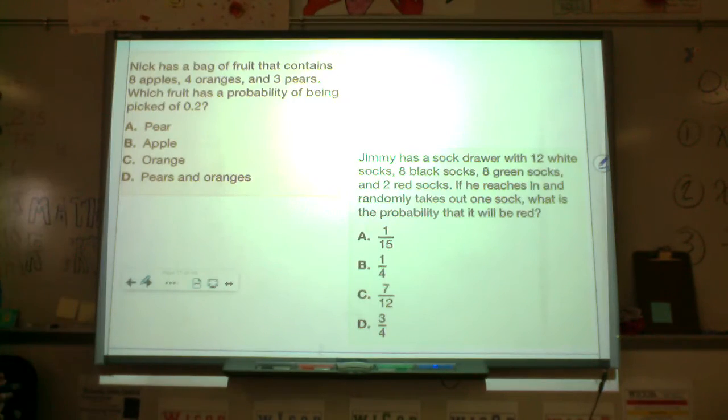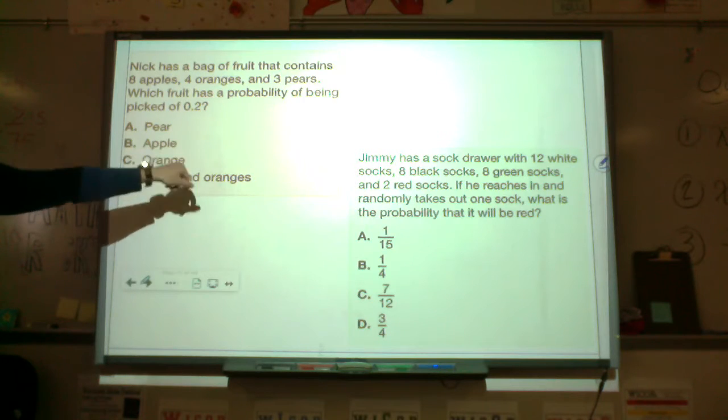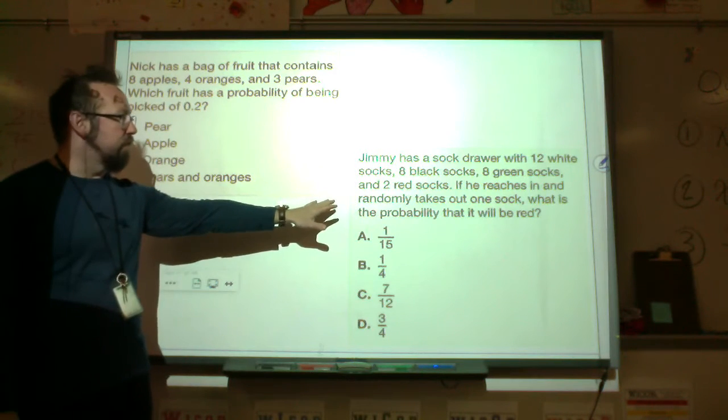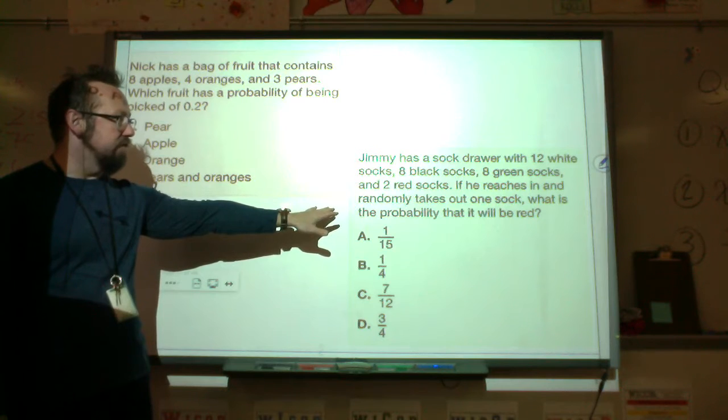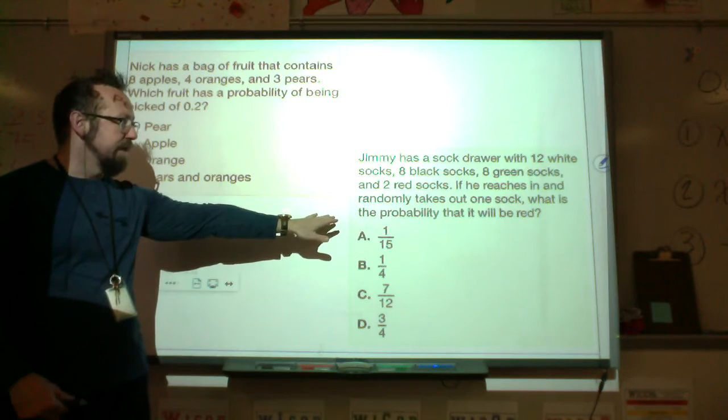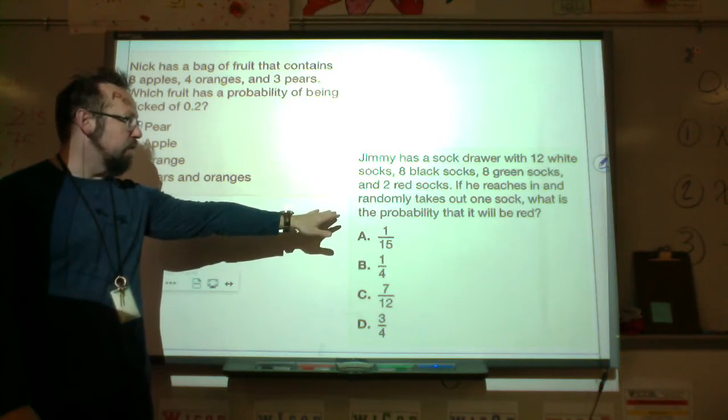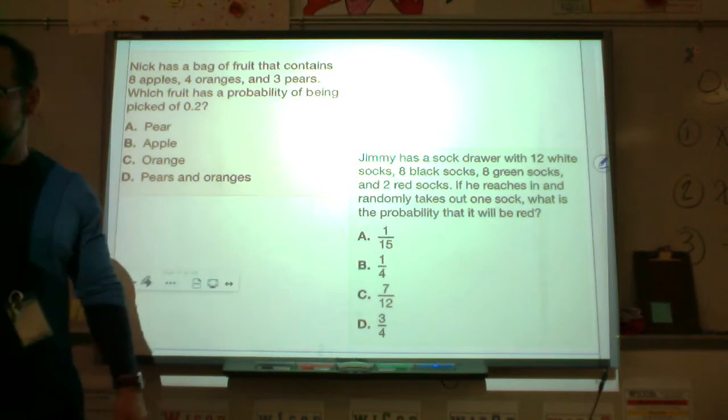Try the next two, please. Nick has a bag of fruit that contains 8 apples, 4 oranges, 3 pears, which has a probability of being picked at 2/10. Jimmy has a sock drawer with 12 white socks, 8 black socks, 8 green socks, 2 red socks. If he reaches in and randomly takes out 1 sock, what is the probability it will be red?